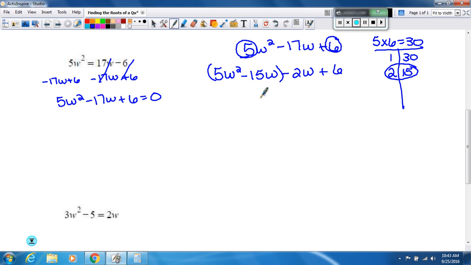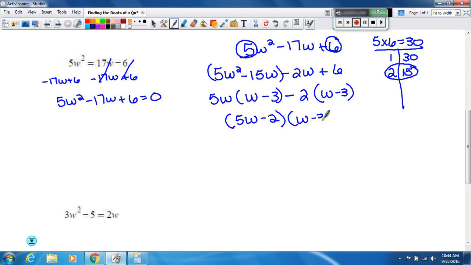You group the first two terms. We can divide these by 5, and we can take a w out. So we have a 5 and 2 w's. We took a 5 and a w out, so that's a w left, and then a minus sign. 15 divided by 5 is 3. Bring down the sign that's after the parentheses, and look at what you have left. We can divide those by 2. So when you divide those by negative 2, you just get the same parentheses that you had before. So then you put them together as 5w minus 2 times w minus 3.